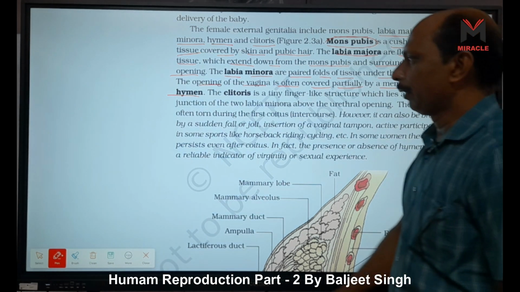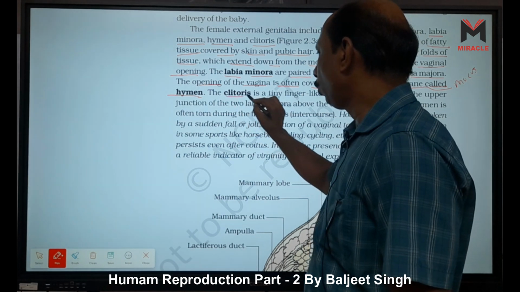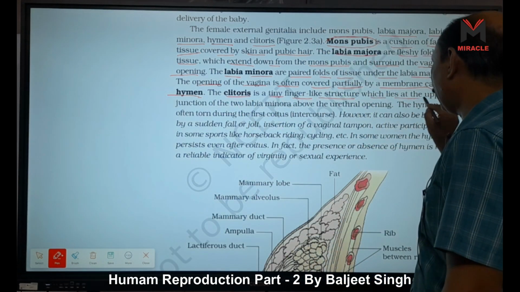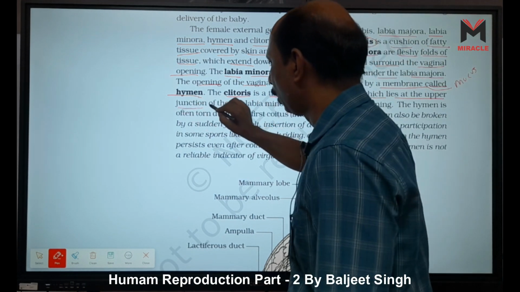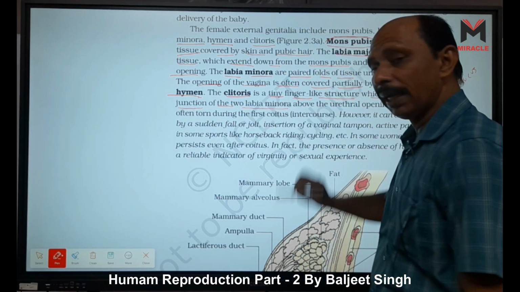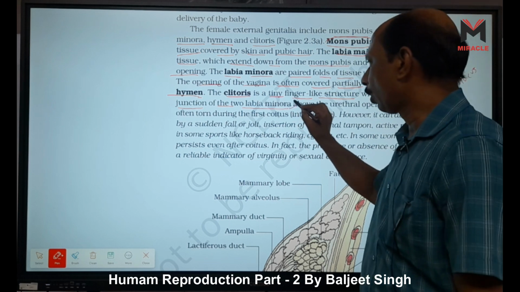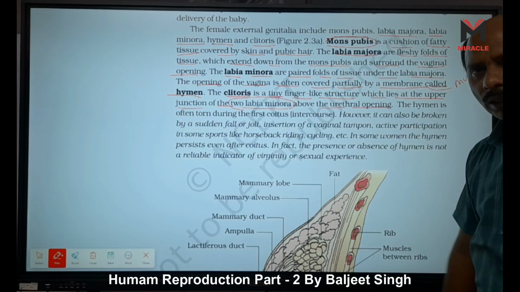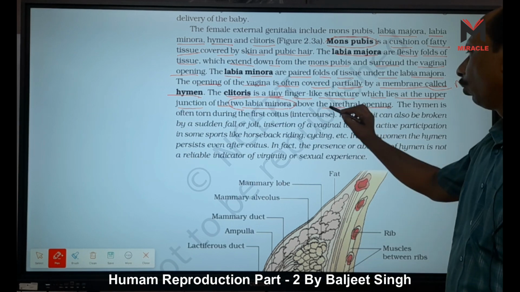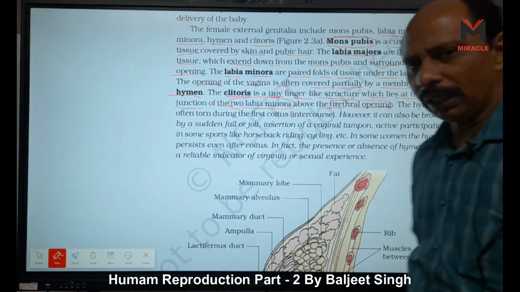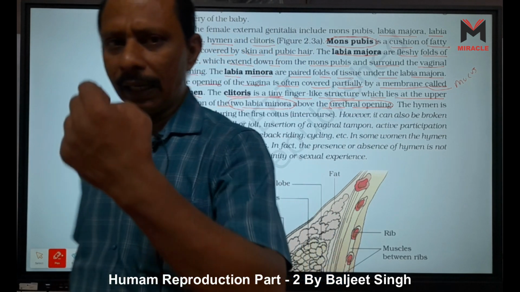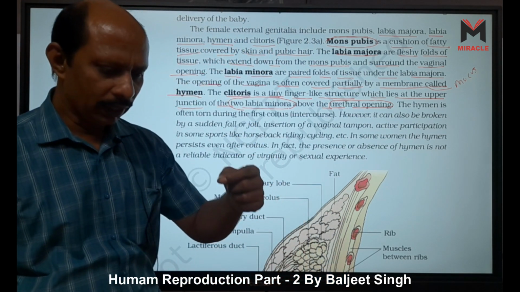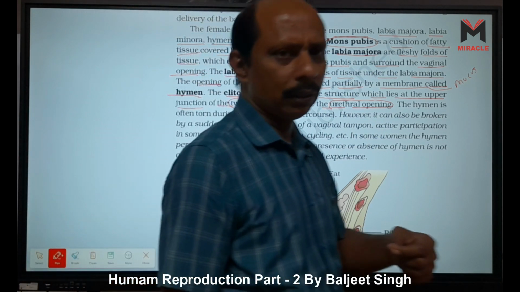Which is called hymen, right? The clitoris is a tiny finger-like structure which lies at the upper junction of the two labia minora, above the urethral opening. We know the urethral opening, I already told you, is present at the anterior portion, and the vaginal orifice is present at the posterior portion.